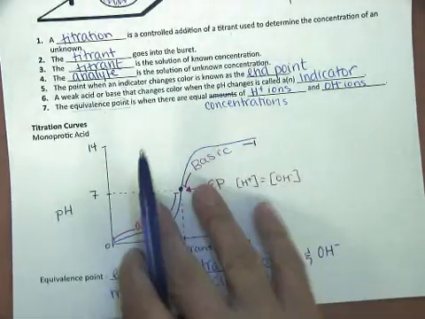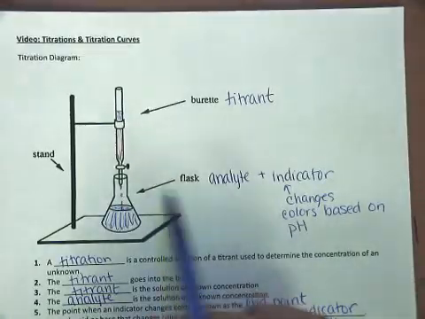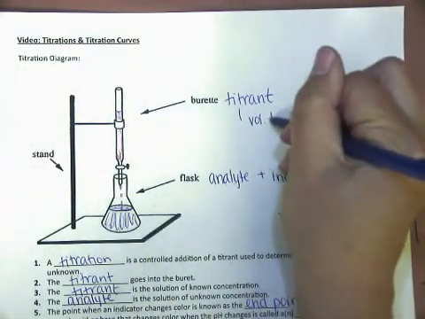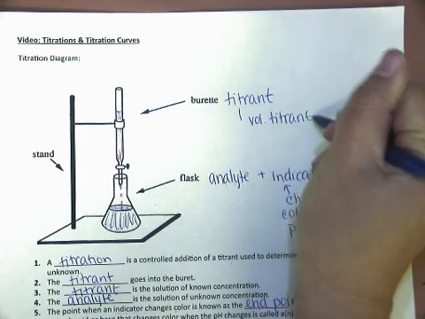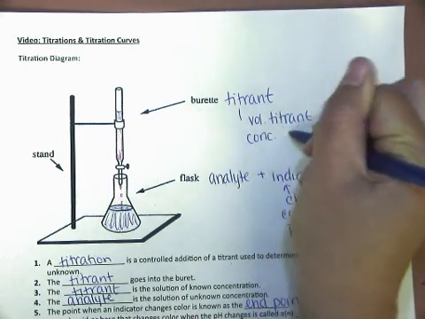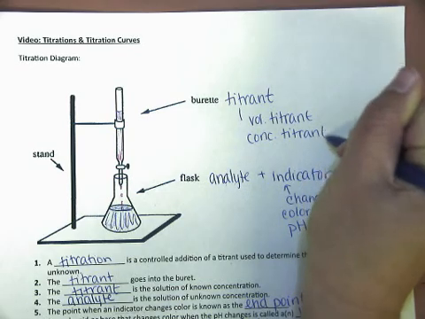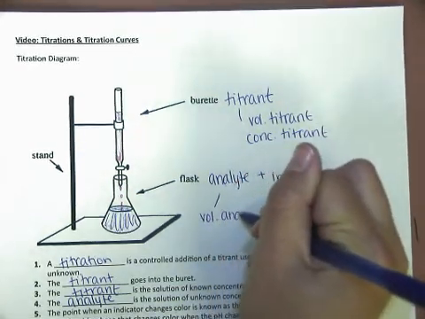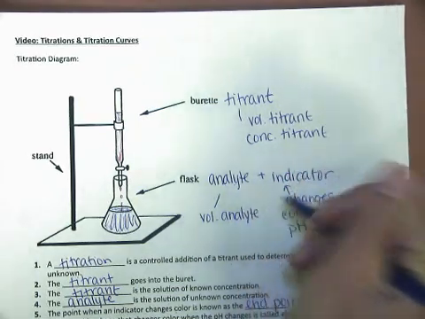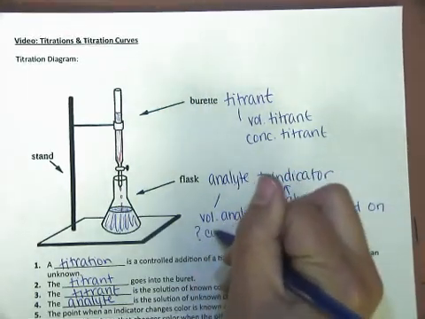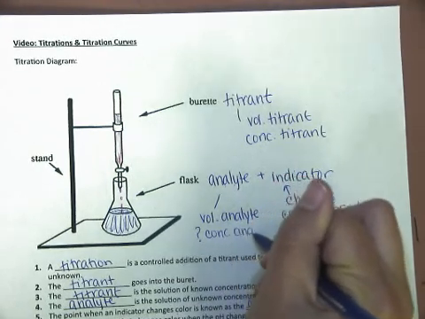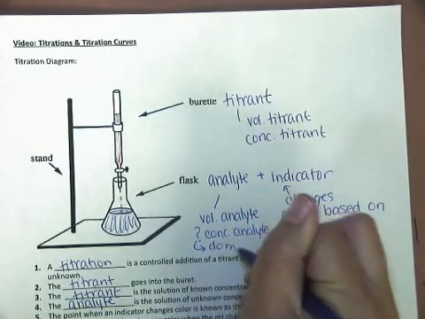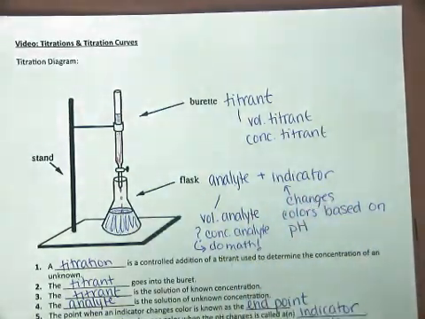So we can graph information from our titrations. And like I said before, we can also record the volume of our titrant. We know the concentration of our titrant. And we can record the volume of our analyte. What we don't know is the concentration of our analyte. So to figure that out, we can do some calculations.